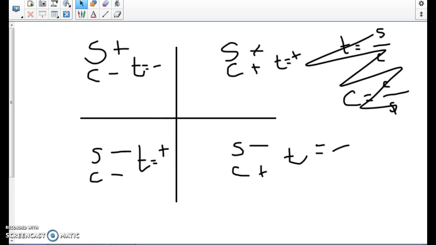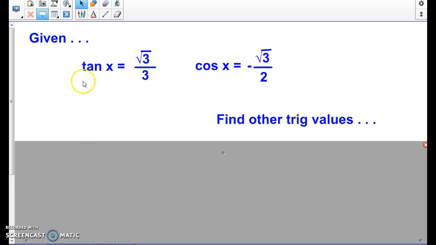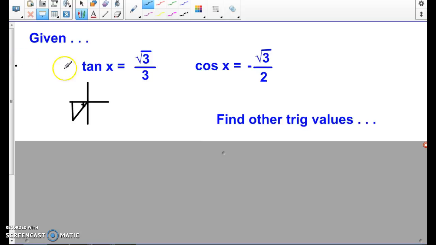I like to, at that point, draw myself a little sketch of a unit circle. I know that my x value, reference angle, is right here. So this is x, which is really small. Okay. And now I just need to find all the other trig values.